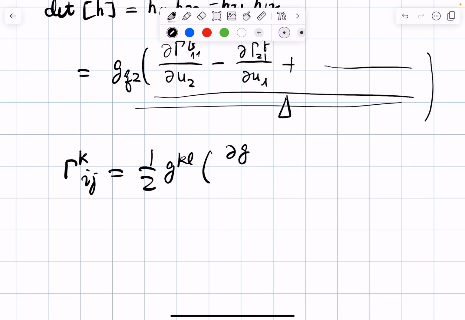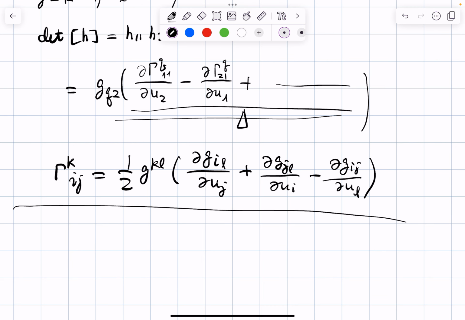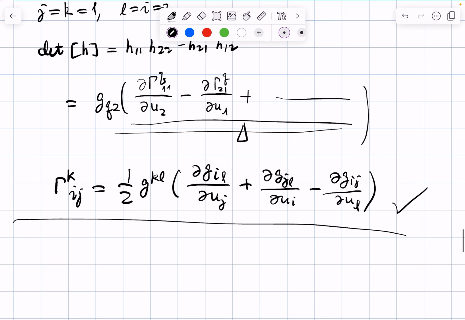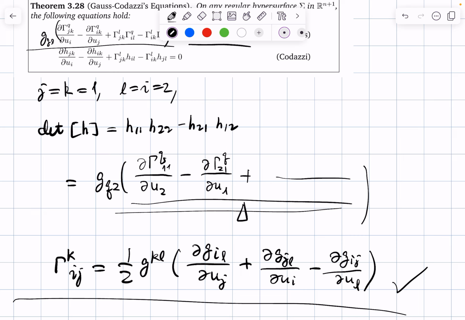times partial G_ik partial u_j plus partial G_jk partial u_i minus partial G_ij partial u_l. Okay, it's out, sorry. Now, by this formula, gamma is dependent only on G. It's actually the definition of gamma in Riemannian geometry after you introduce manifolds. So we're done. Yeah, happy.